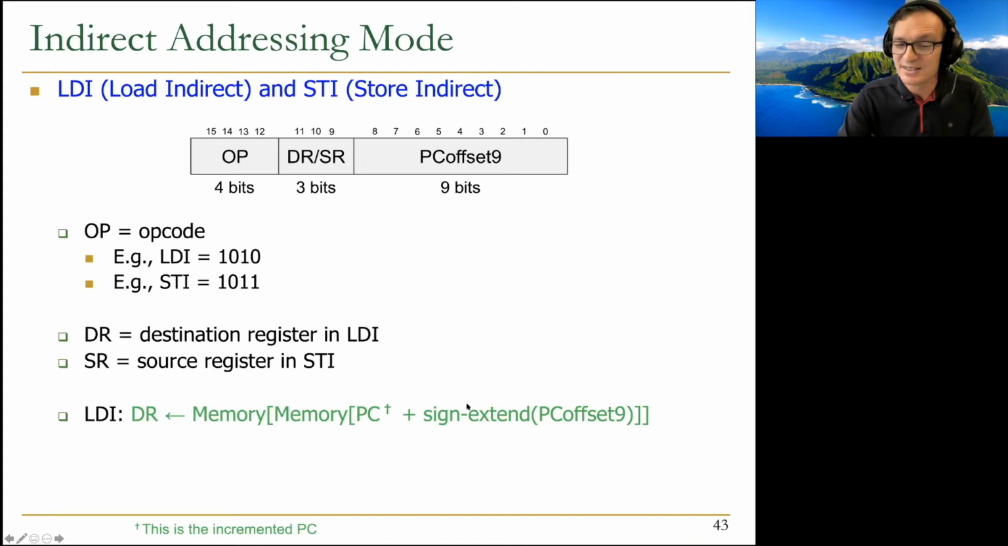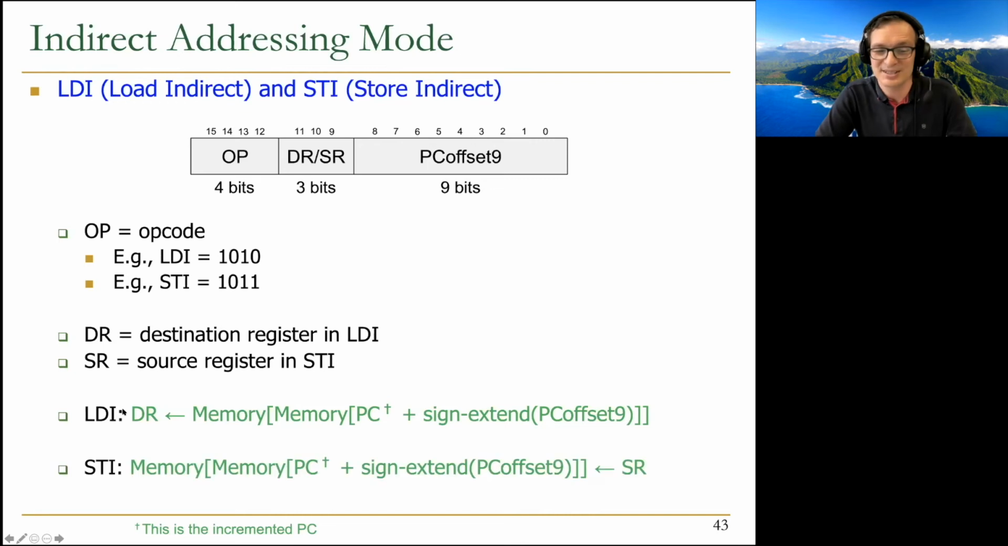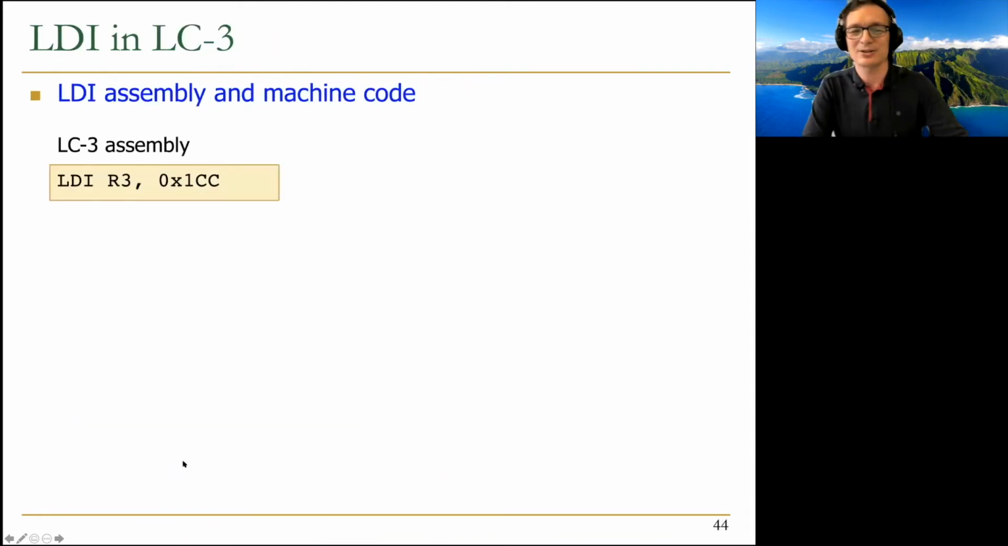Compute the address, do a memory access, get the data value, interpret that data value as an address to another memory access, and get the data value placed into the destination register. Store is very similar, except you put the data value into that latest memory location that you address. Okay, let's take a look at the load in this case.